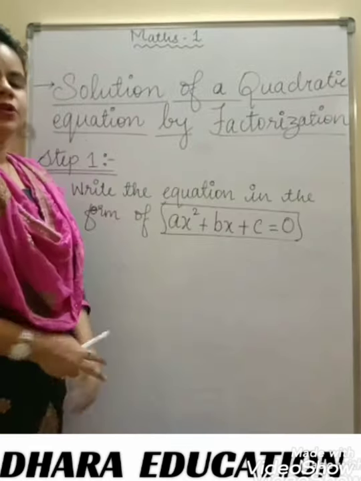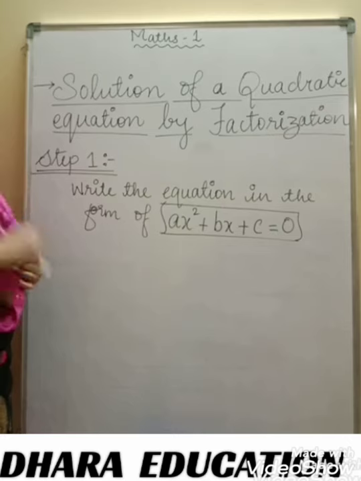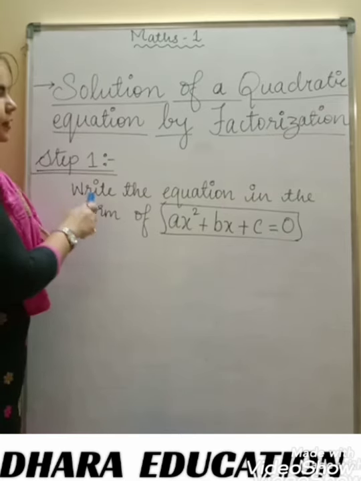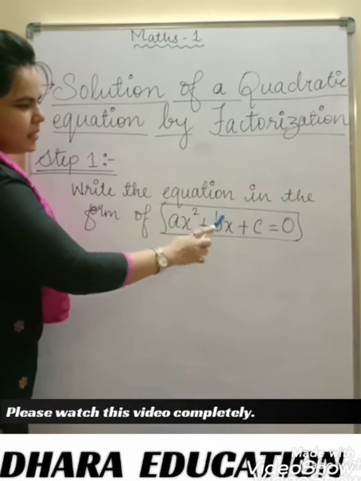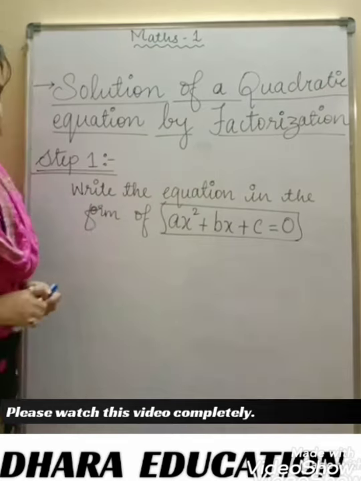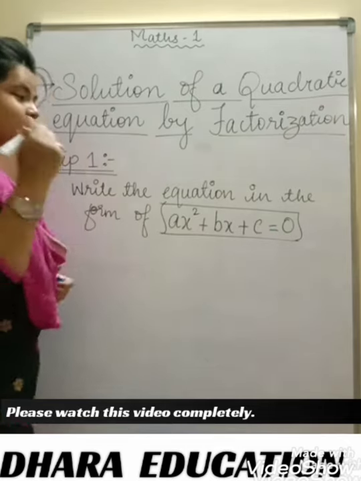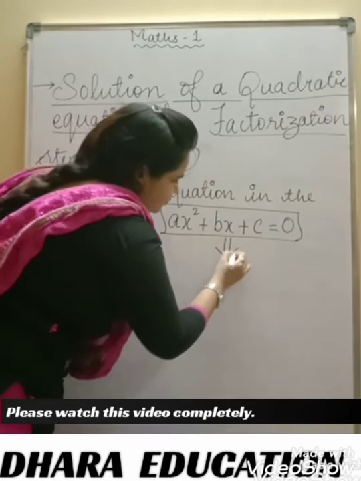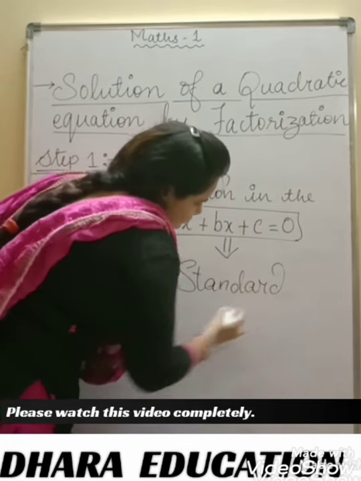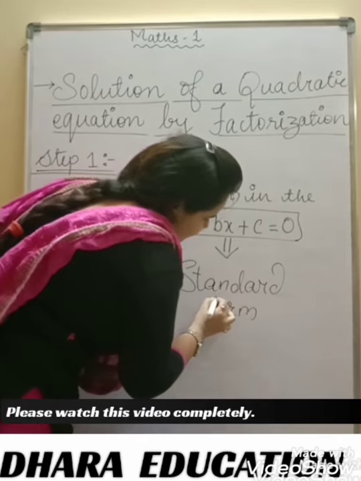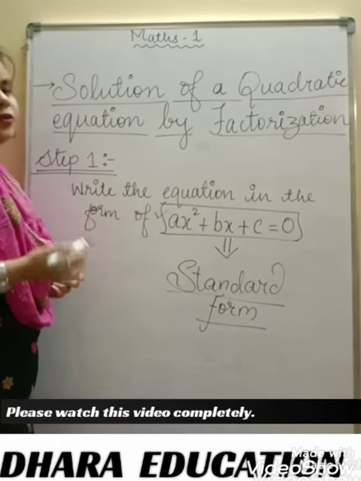So, to solve quadratic equations, the very first step, step 1, is to write the equation in the form ax square plus bx plus c is equal to 0. Students, you know what this is? This is our standard form. We have to write it in this form only.